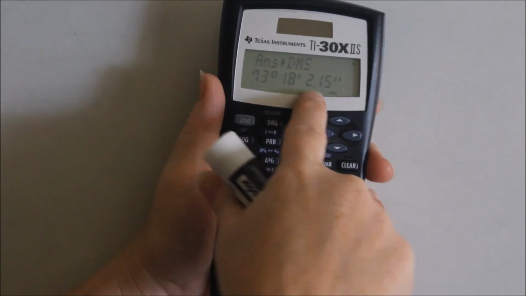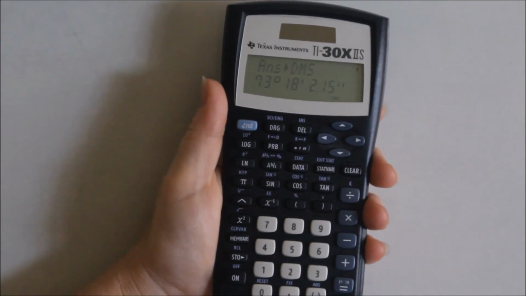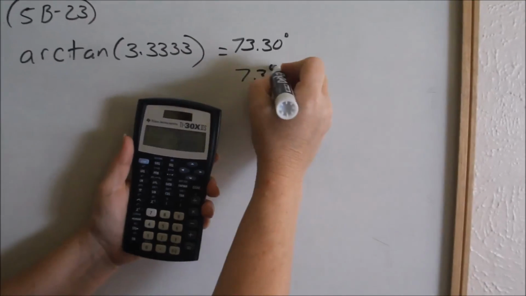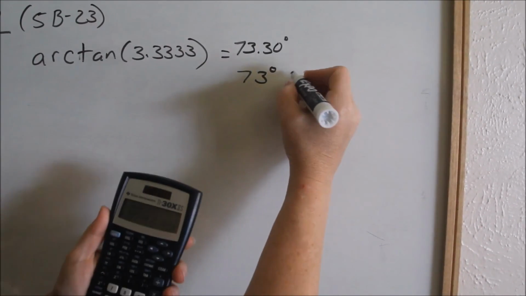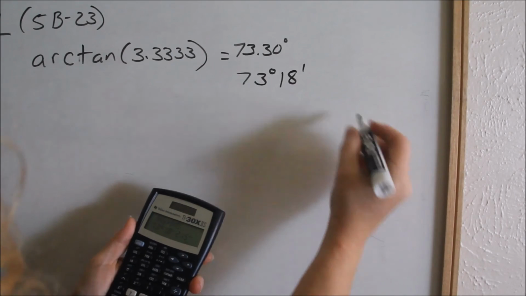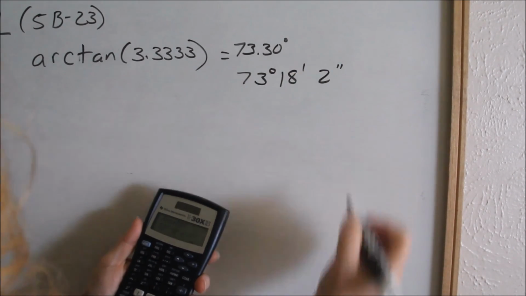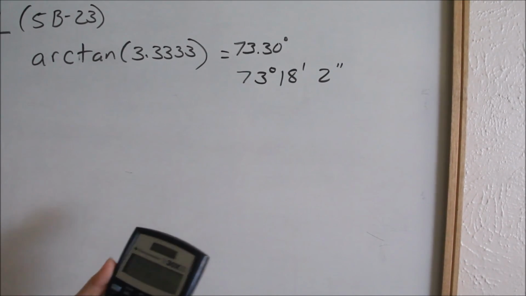Well, you can round your seconds. You don't have to put your seconds into a decimal. So 73 degrees, 18 minutes, and 2 seconds.